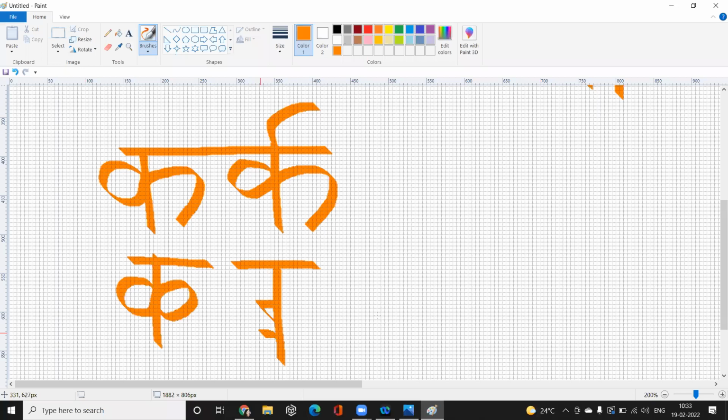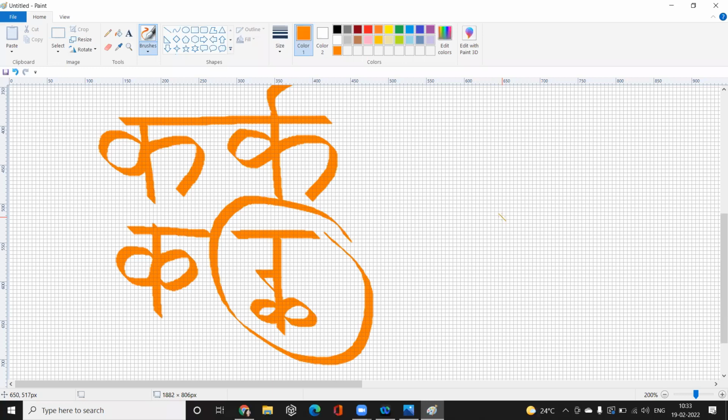Ma'am, are there any rules that due to some association, the half letter becomes full? In Devanagari, when R is on the Shiro Rekha, there are some rules that it becomes not half, it becomes full. So is there any rule in Sharda also that the R will become full? So we'll write full only, and then we have to write K full or K down below.